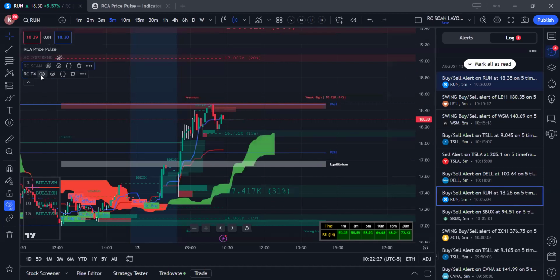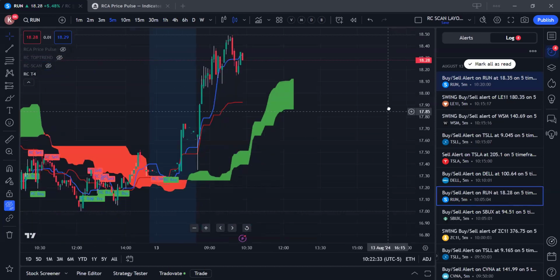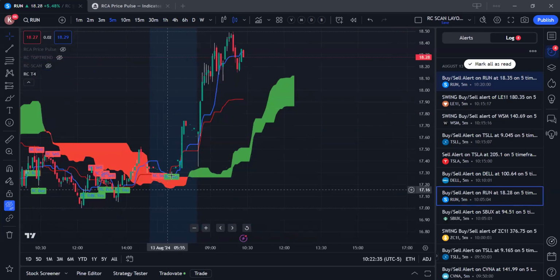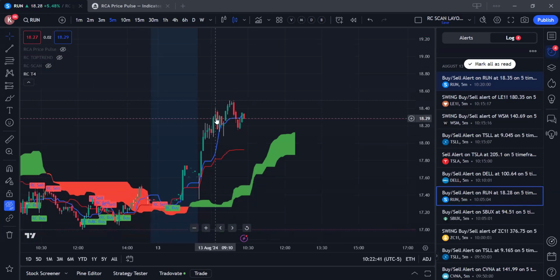Again, if you want, you go to this one and you see you are above the cloud. You got a buy signal. You are much above the cloud. So there is a high possibility for it to go till 18.5 or $19 by tomorrow.